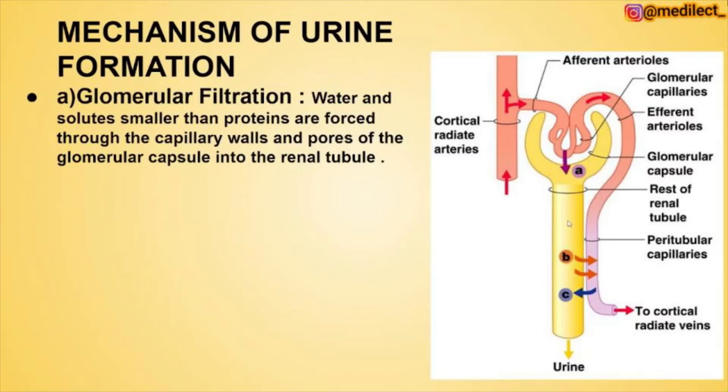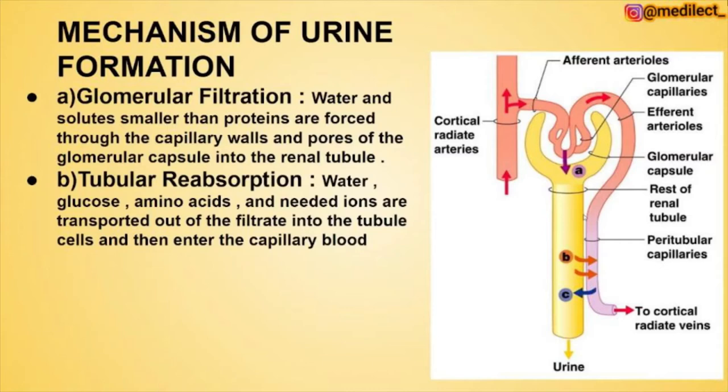Now next is the tubular reabsorption step. Over here, the water, glucose, amino acids and the needed ions are transported out of the filtrate into the tubule cells and then enter into the capillary blood. Okay, this diagram is very easy to understand. Over here the tubular reabsorption occurs. The important ions, water, glucose, amino acids are transported out of the filtrate into the tubules and then enter the capillary blood.